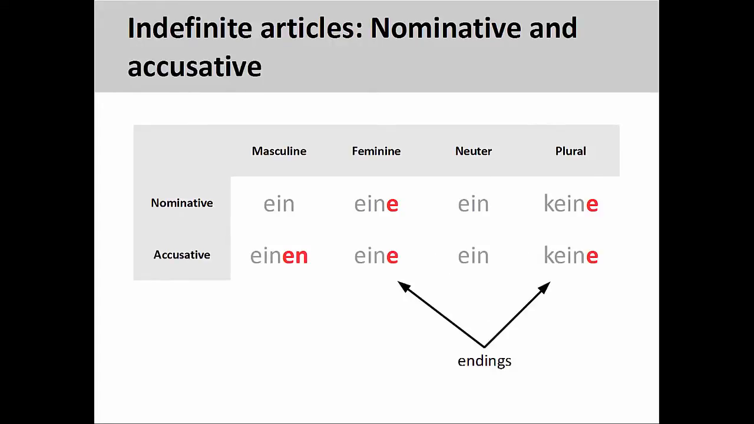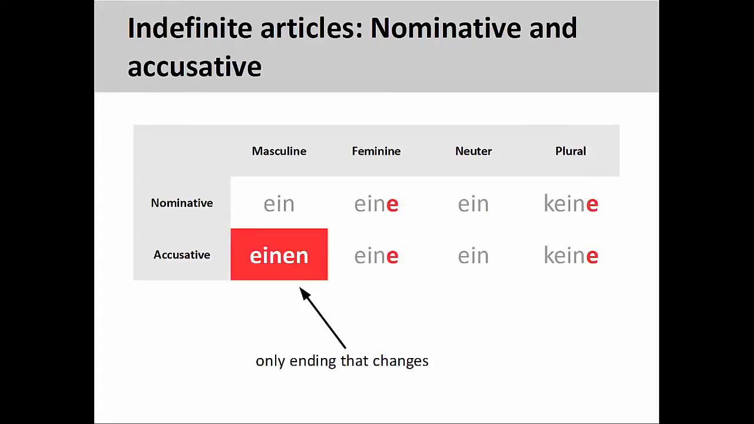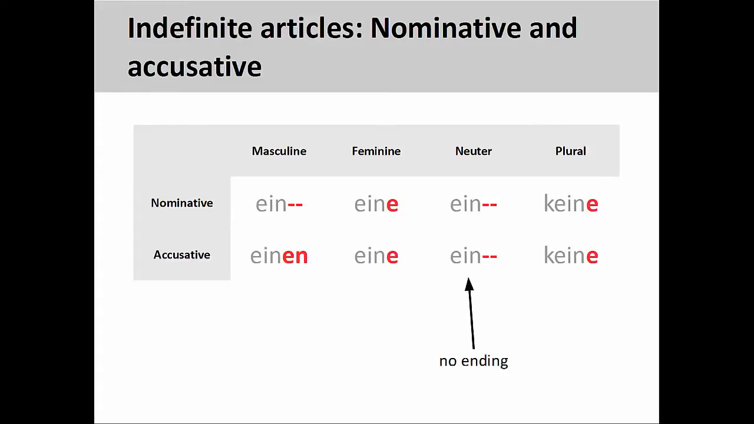The accusative indefinite articles are einen, masculine, eine, feminine, ein, neuter, and keine, plural. Again, the feminine and plural indefinite articles follow the definite article pattern and add an e ending. And, as is to be expected, the masculine indefinite article is the only one that changes as it moves from the nominative to accusative, adding an en ending. Unlike the definite article pattern, however, the neuter indefinite article does not take an ending in the accusative case. This sometimes makes it difficult to determine the gender in case of the noun.